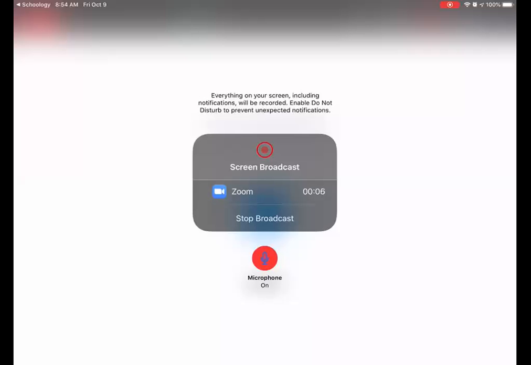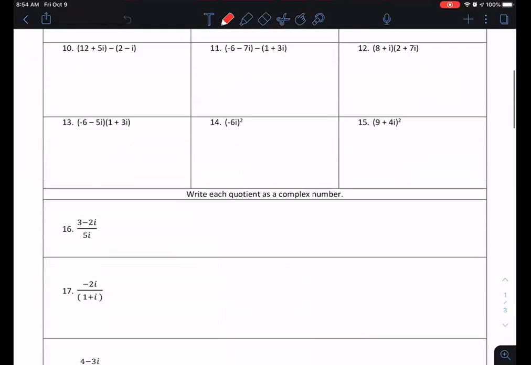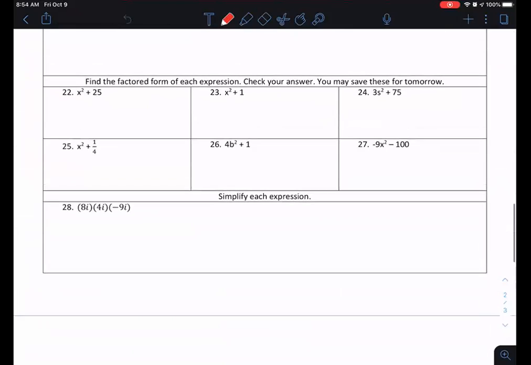Today we are working on 4-8 part 1. We had 3 videos that correspond to part 1. Here is your homework for today. The only thing that you might not be able to do are the bottom problems from 22 to 27.